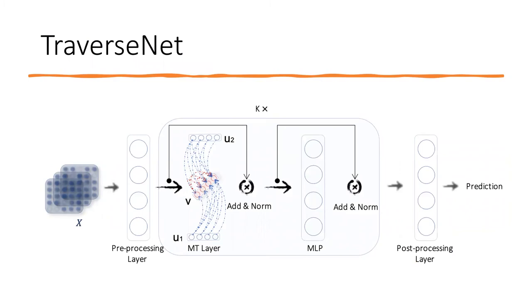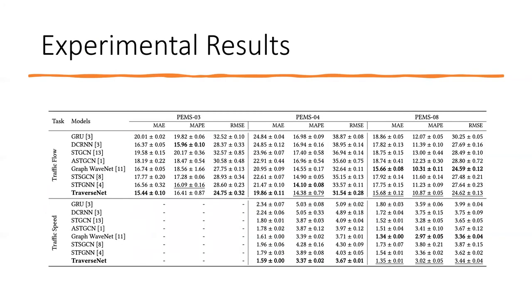We can see that the attentions are very similar to transformers. Therefore, we can also stack those layers to form a deep model, along with a pre-processing layer that projects the features into latent space and a post-processing layer to give final predictions. We compared our model with multiple baselines, and we can see that our model's performance ranked either the first or the second most of the time.